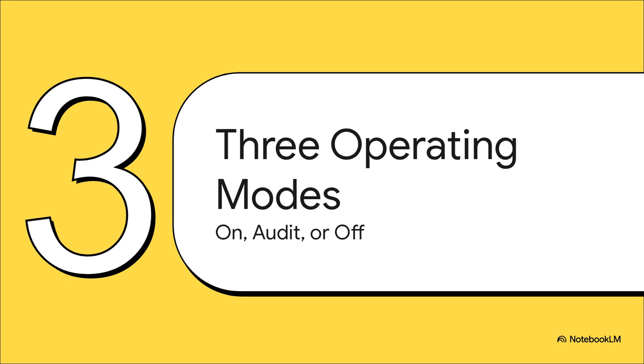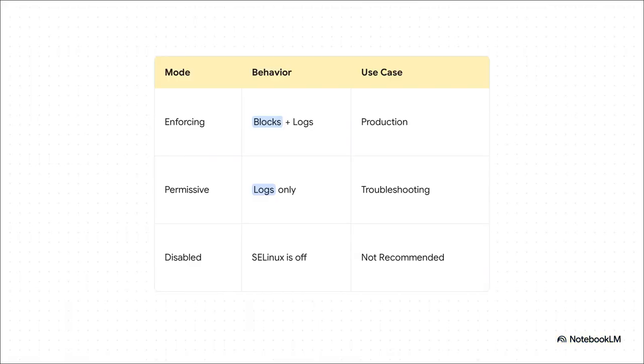Well, SELinux has 3 main operating modes you absolutely have to know. You can think of them as on, audit mode, or just off. Let's break these down because this is super important. First, you have enforcing mode. This is what you want in production. It actively blocks anything that violates the policy and it logs what it did.